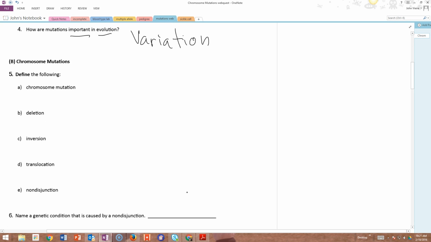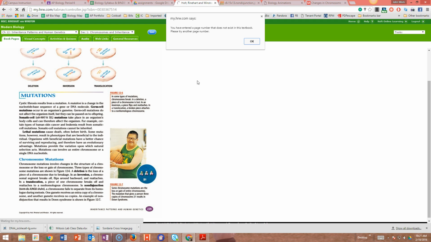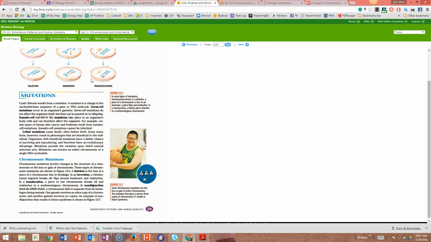Okay, so we also had to define the following terms. Chromosome mutation. Chromosome mutations involve changes in the structure of a chromosome or the loss or gain of a chromosome. Deletion is the loss of a piece of a chromosome.